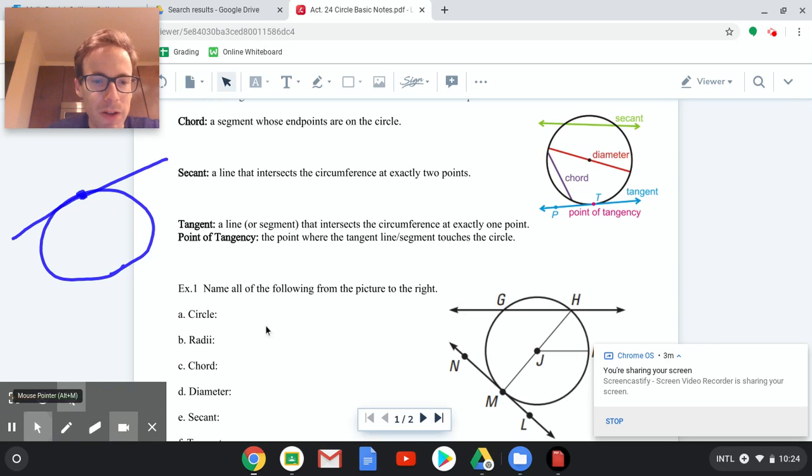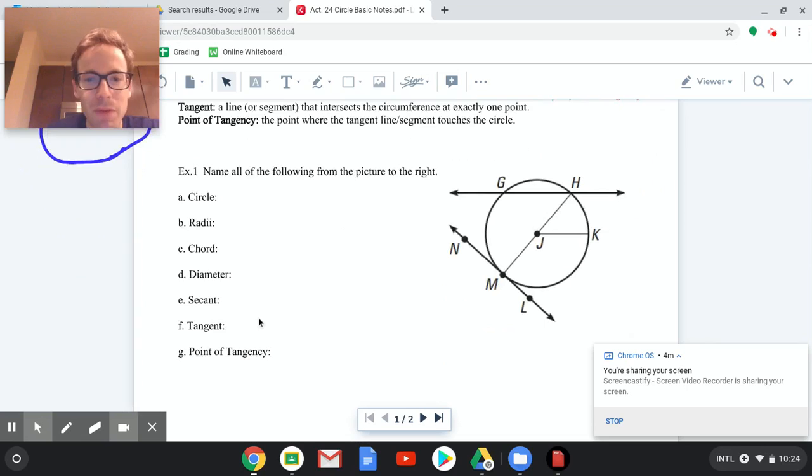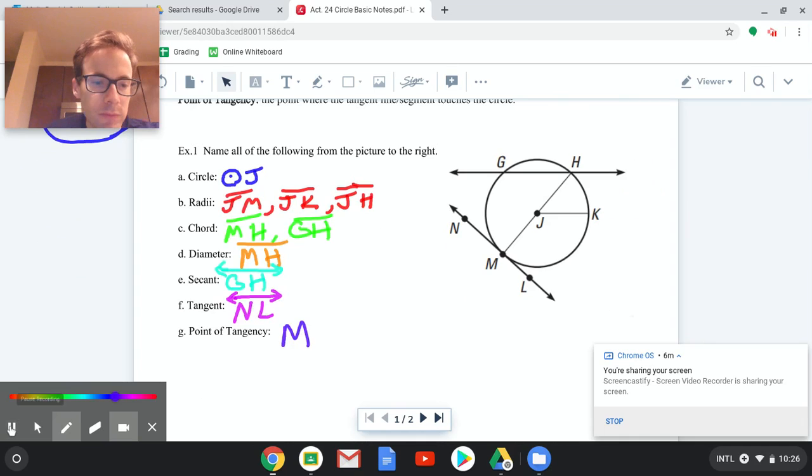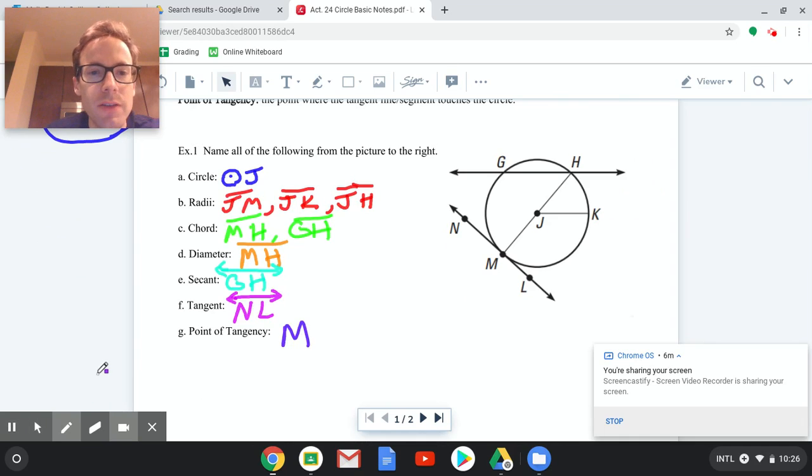All right, so moving along. Example 1, we want to name the following from the picture to the right. All right, so I'm going to take a moment to do that. Okay, so these are the answers to the following questions. So notice chord and diameter both have MH, because this diameter MH is also a chord. The chord is a segment where two points are on the circumference.